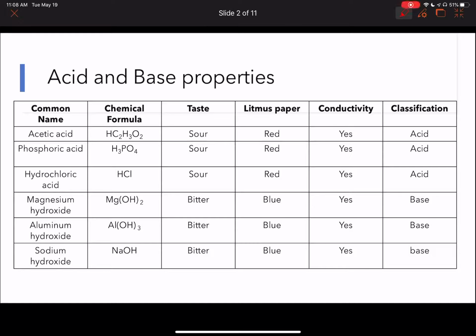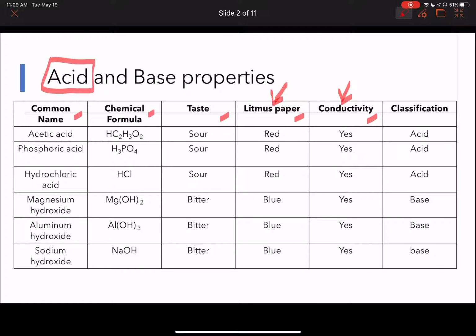In this video, we're talking about acid and base properties, generalizations of these acids, and generalizations of these bases. So let's first look at each of the categories. It gives its common name, its chemical formula, how does it taste, litmus paper, and conductivity. Now, conductivity just means does it conduct an electrical charge?